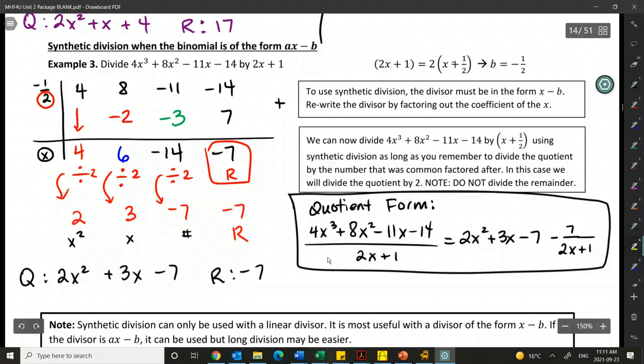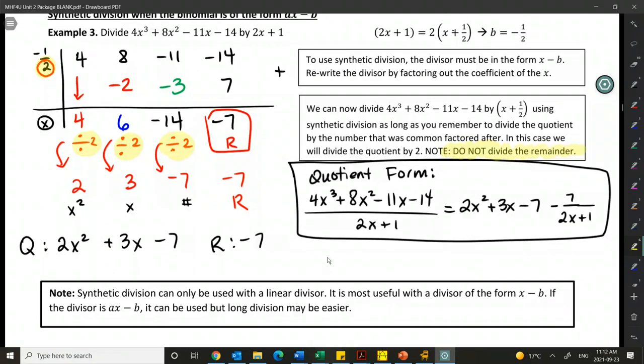Okay, so this is the key. You might want to highlight this for your future self. Divide by whatever that denominator was, every term except the remainder. Okay, so that is important. Do not divide the remainder. Maybe you can highlight that as well.